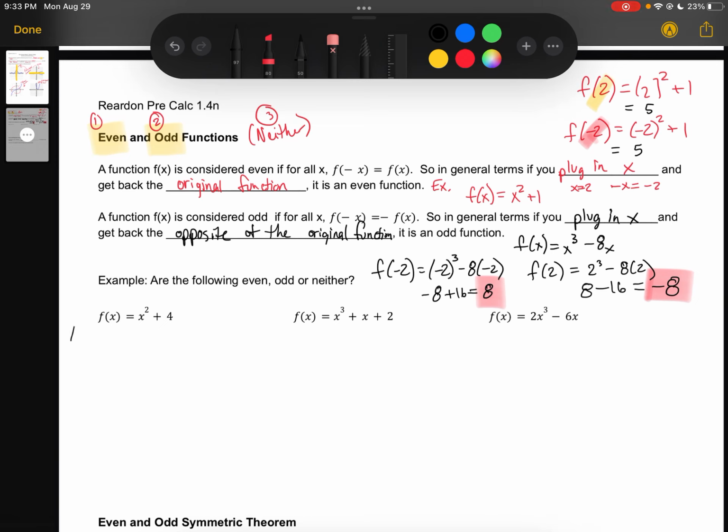So I'm going to take a moment and have you work through the first example, and then we'll check it together. So I'm going to put the star here for the video. Answer this question: is this even, odd, or neither?